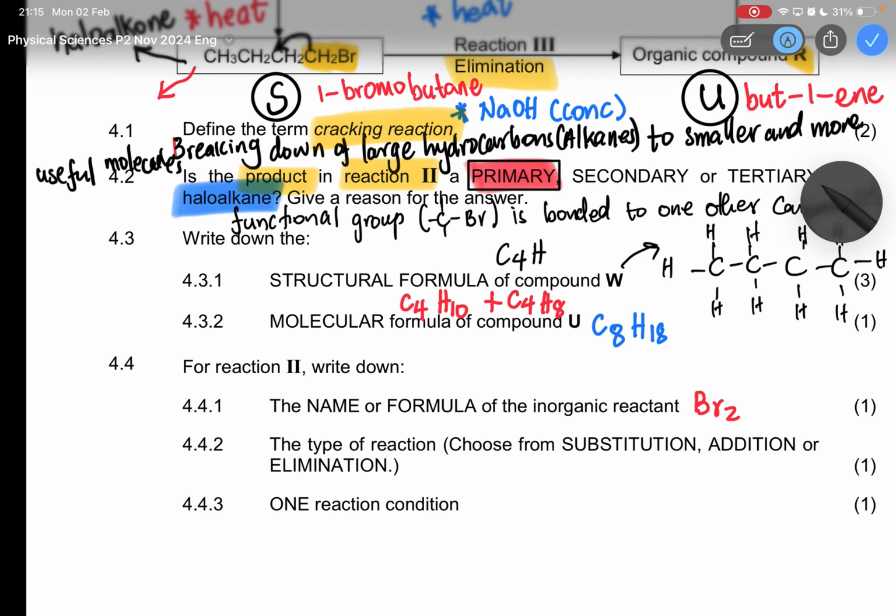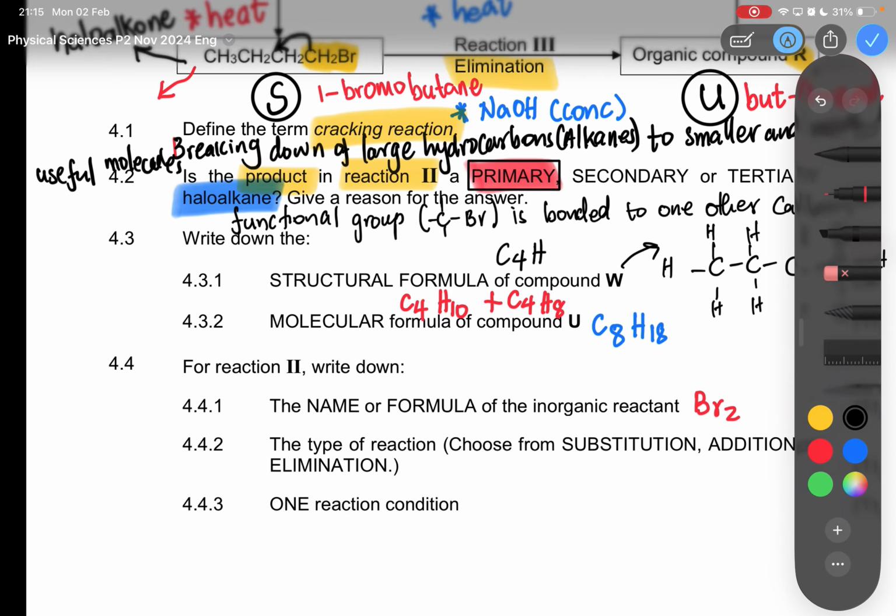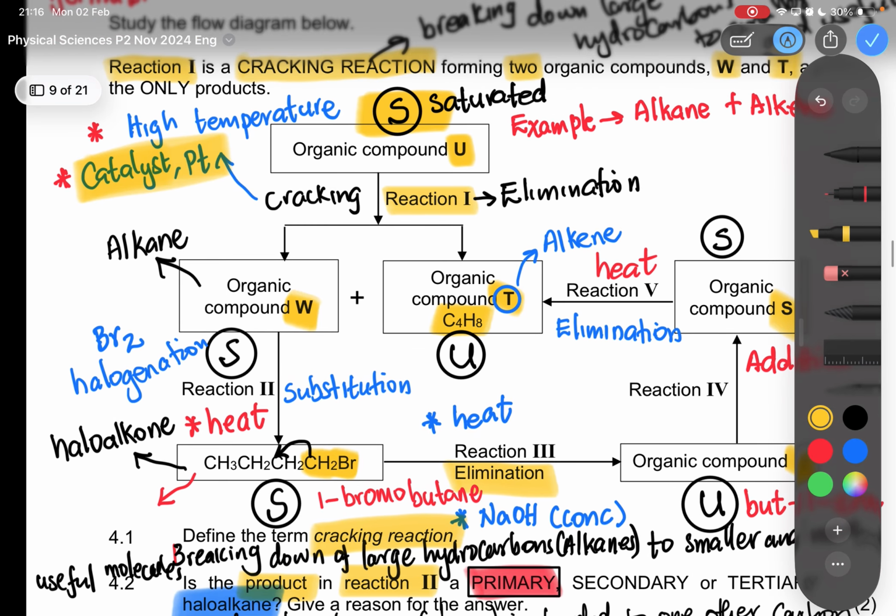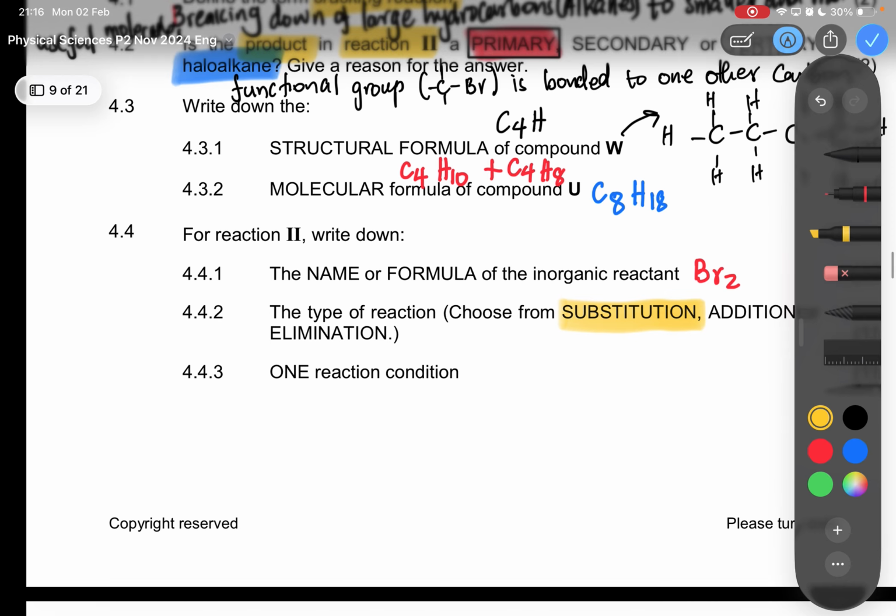So like I mentioned to you, remember, we have filled our basket. We have talked to the paper and we analyzed our information. Now we're just going to take what we had written there and paste it here. So we know that it is what? Substitution. And then the question that follows says, write down 1 reaction condition.